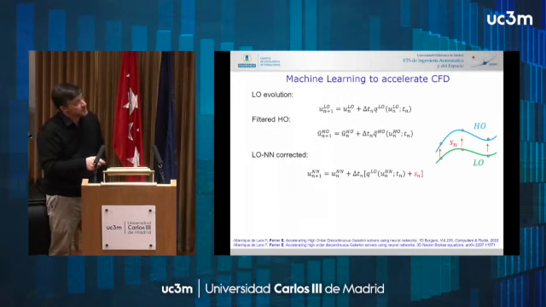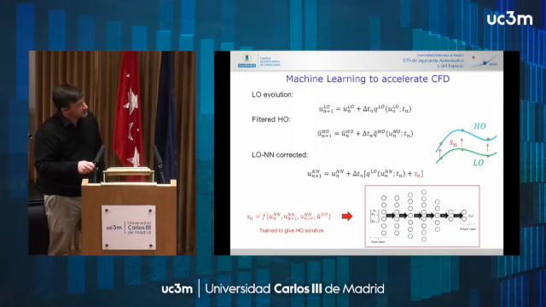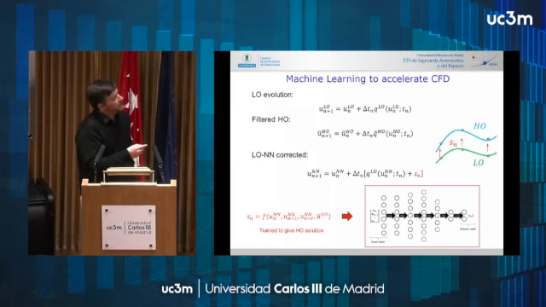Where is this magic source term coming from? Well, from a neural network. So the idea is we're going to train a neural network to give us these forcings given some solution, some velocities in the flow field.